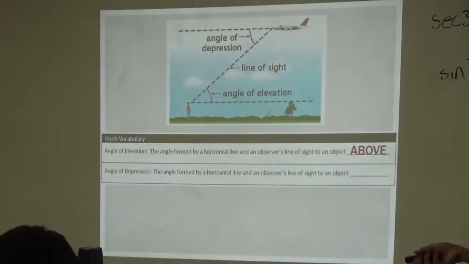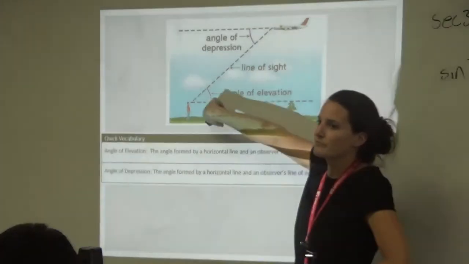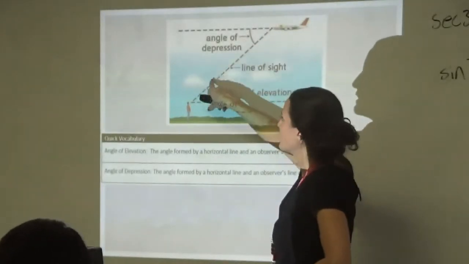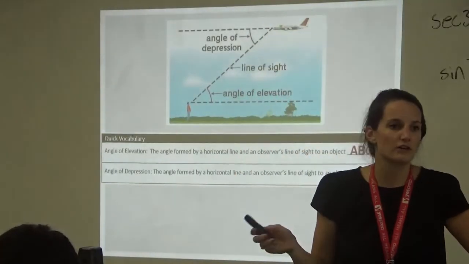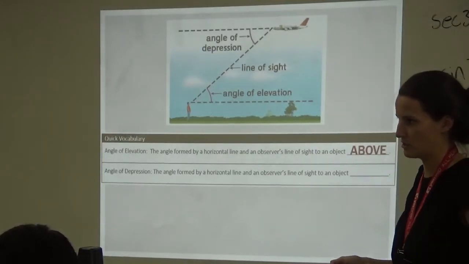So if I describe a problem to you and I'm like, Joe is looking at a plane at an angle of elevation of 30 degrees, you can label this as 30 degrees. If the distance from him to the plane is 1,200 feet or something, you could label that, and then we could solve for some other missing information, okay?